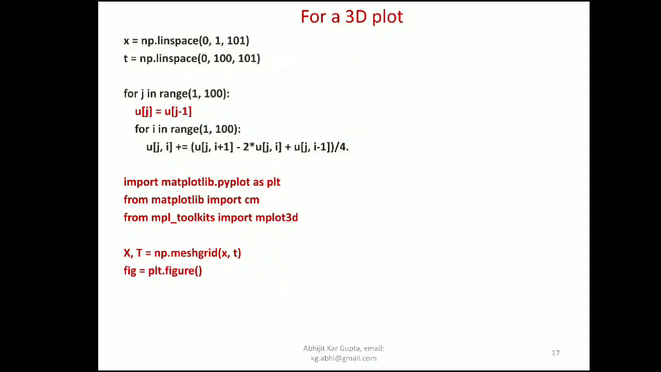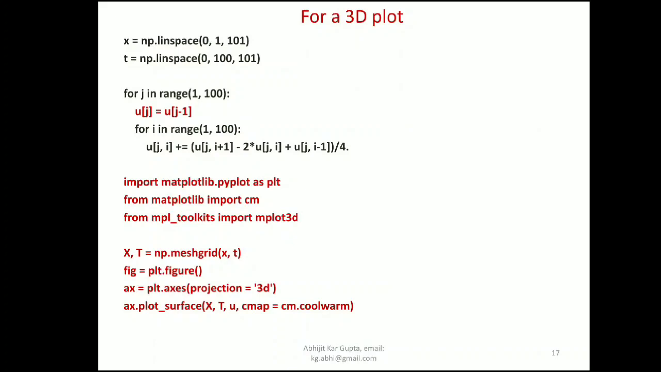Well, then you have written figure equal to plt.figure. This you can write, you may not write. And then ax equal to plt.axes, and inside that you have written projection equal to '3d'. That will give you a 3D plot. Next, ax.plot_surface. Inside that you write capital X, capital T, because this has created the 2D mesh grid, and then you write u. U is the third axis, the z axis.